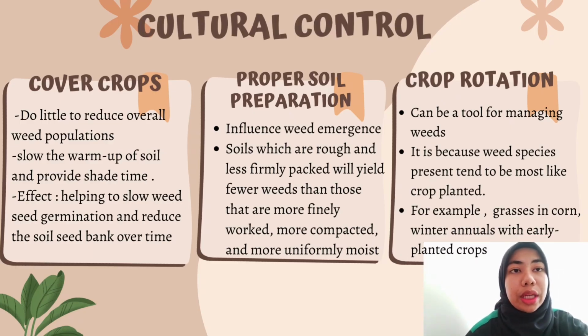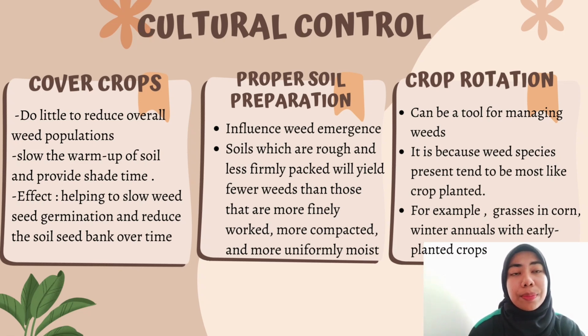The first example that we do in cultural control is we use cover crops. Cover crops function to reduce the overall weed population. For your information, cover crops help to slow the warm up of soil and provide shade. The effect when we use cover crops on weeds is helping to slow weed seed germination and also reduce the soil seed bank over time.